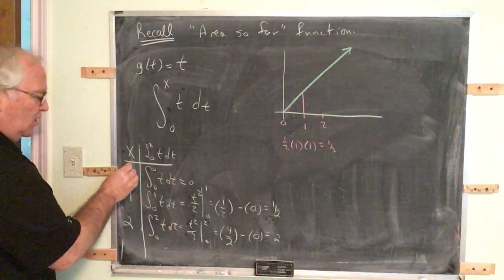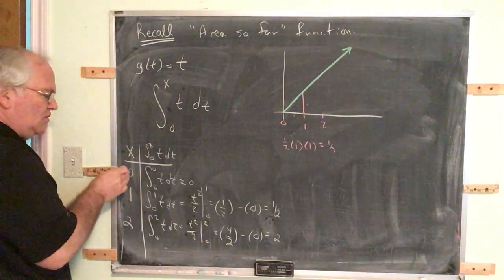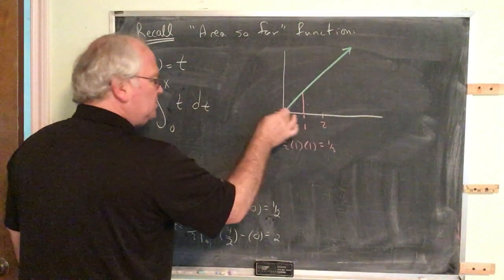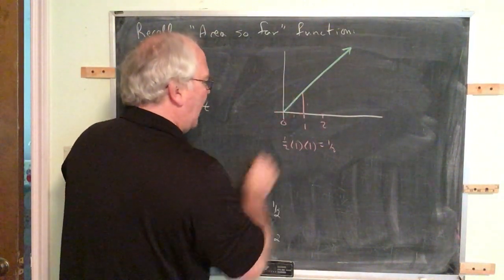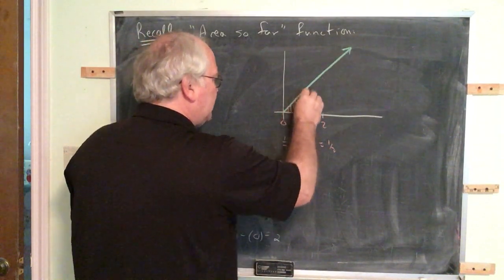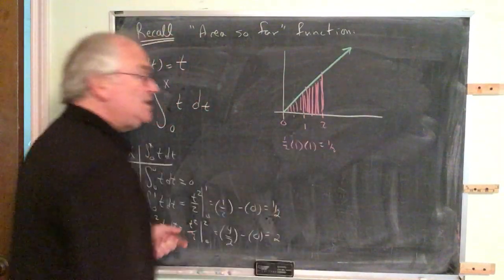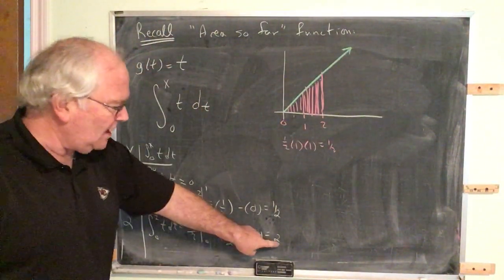As x gets larger and larger, as I slide x from 0 to 1 to 2 as we move out, as this right limit, the upper limit of integration, gets larger and larger, we're sliding from left to right, and we're getting more and more of this area. We now have the area so far. That's where this name comes from. The area so far, and I'm claiming that to be 2.